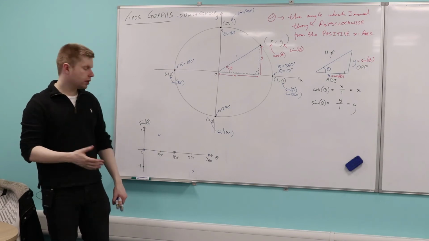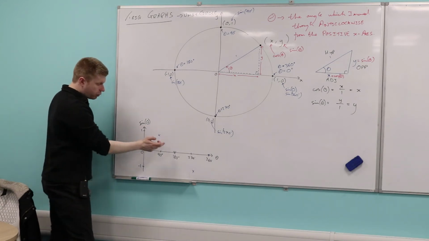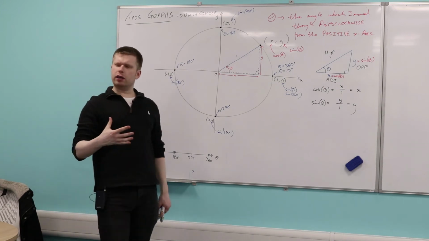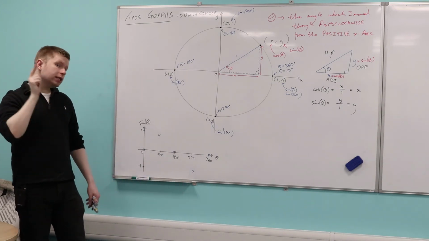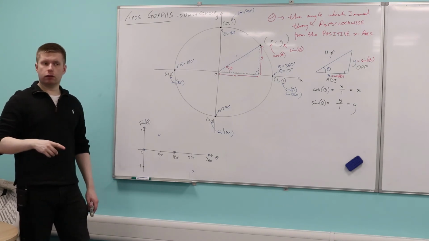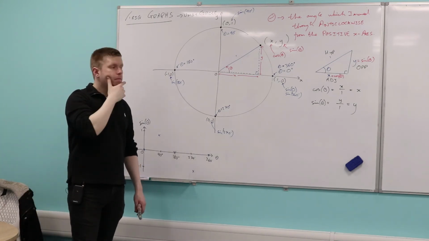Make sense? Right, my question is, I've got 1, 2, 3, 4, 5 points. How am I going to connect them together? Straight line or curved line? Good. Why is it going to be a curved line? Let's have a think.